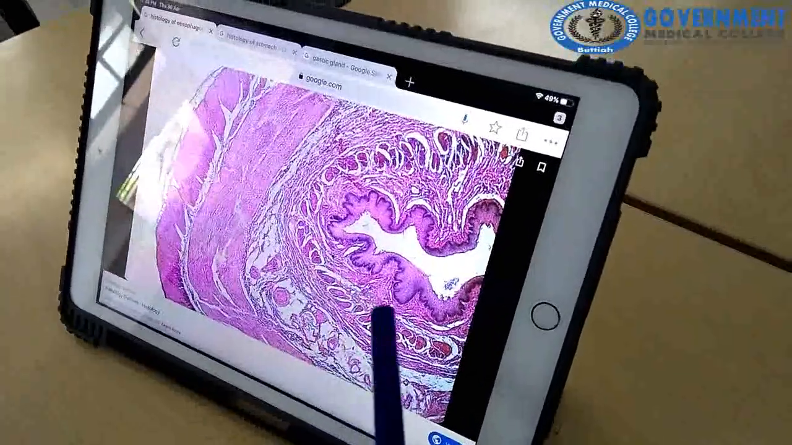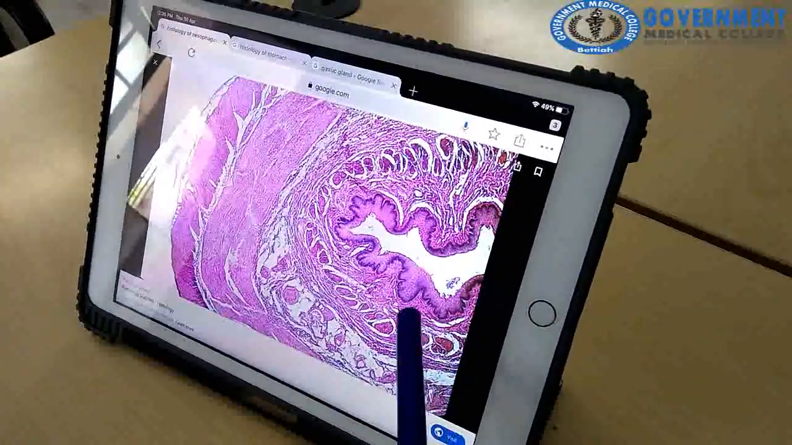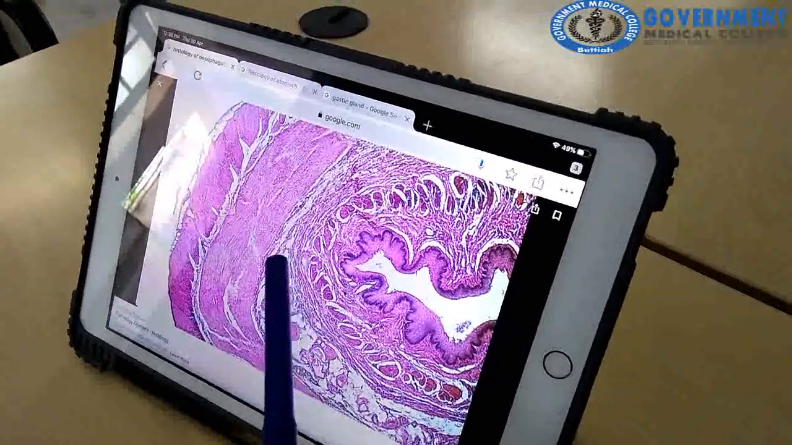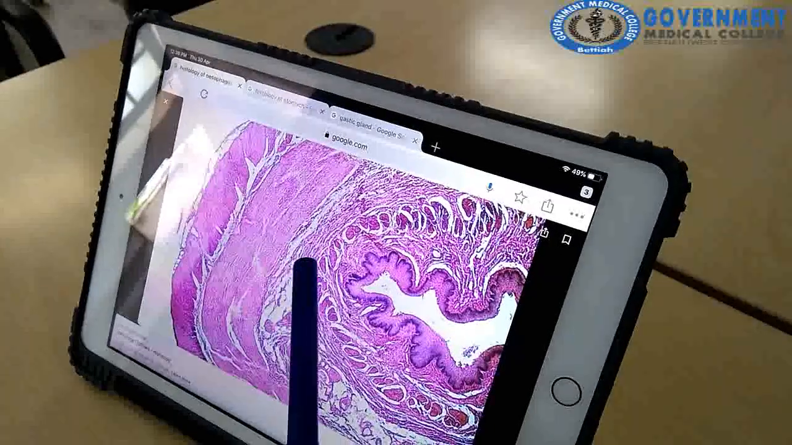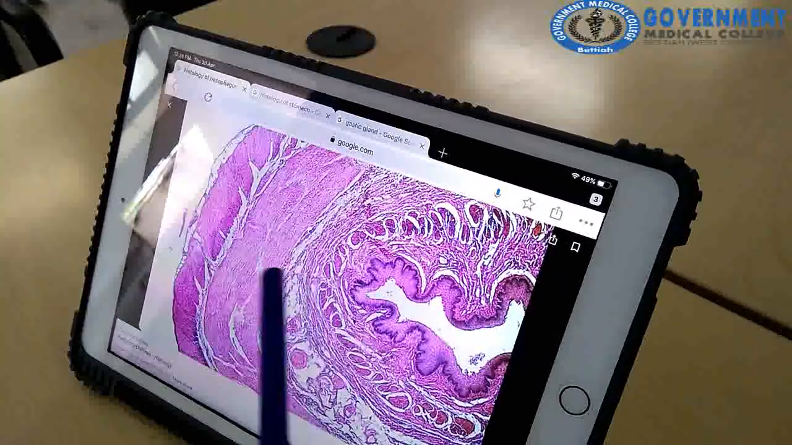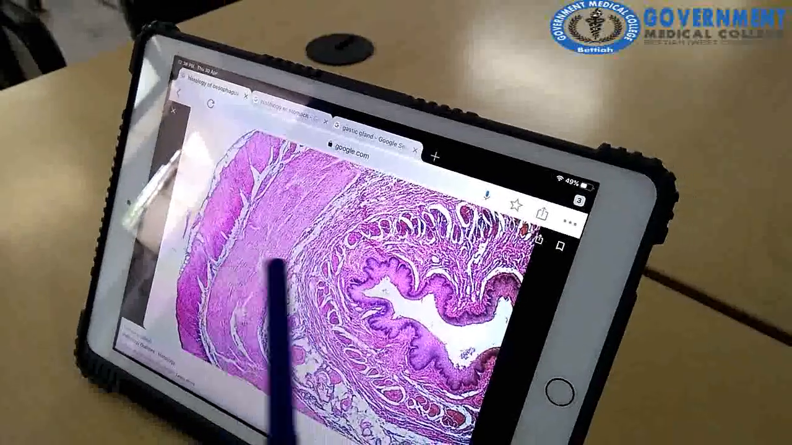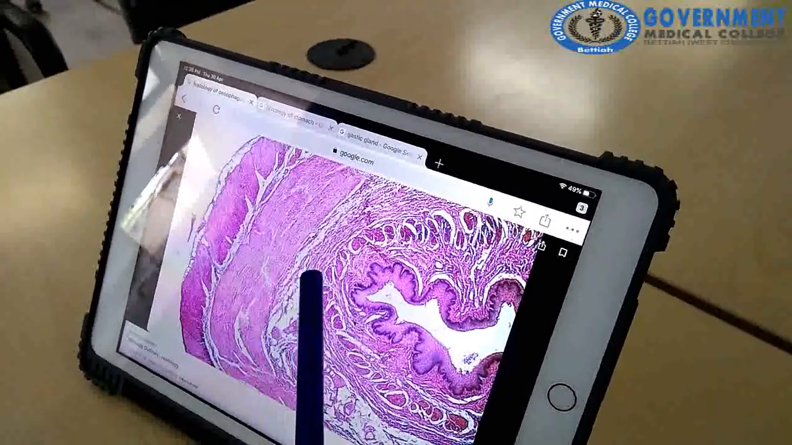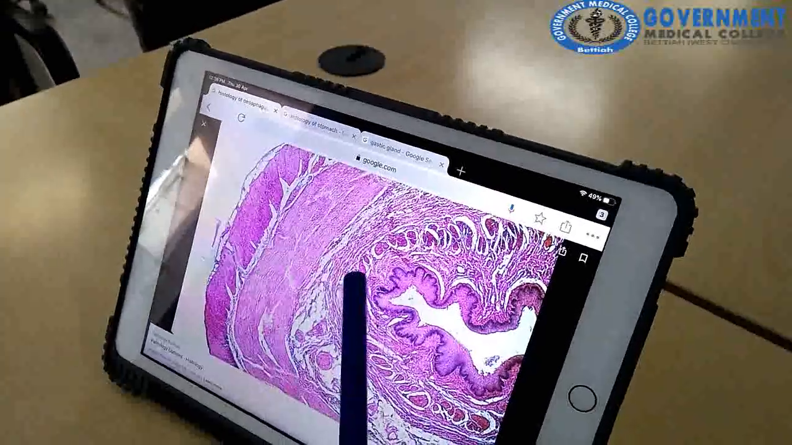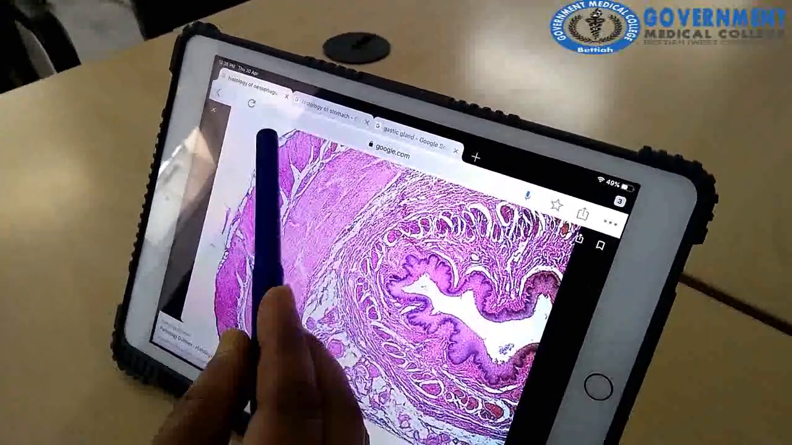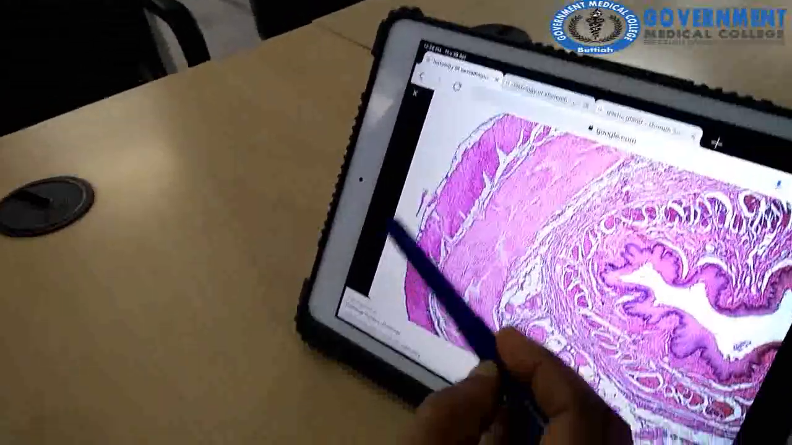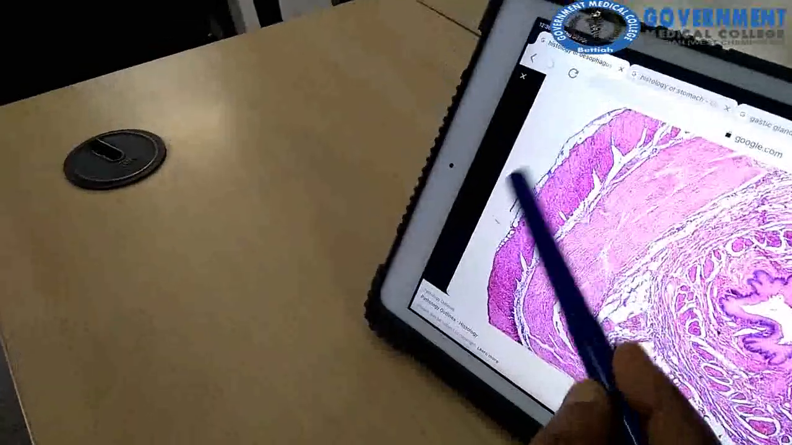Beyond this, a thin layer is present. This is submucosa. Just outside the submucosa, this layer is the muscle coat. A thick muscle coat is present in the esophagus so that it makes the esophagus a tough tubular tube. Outside this, a fine fibrous layer, also called adventitia.